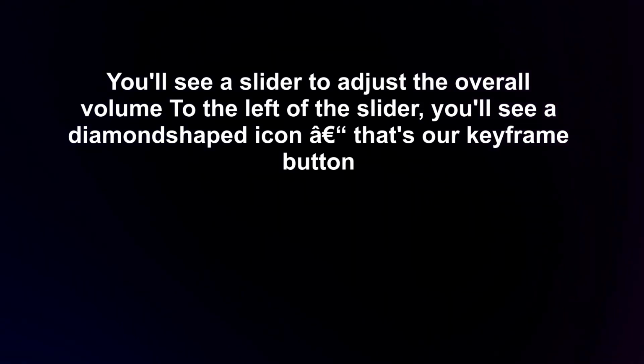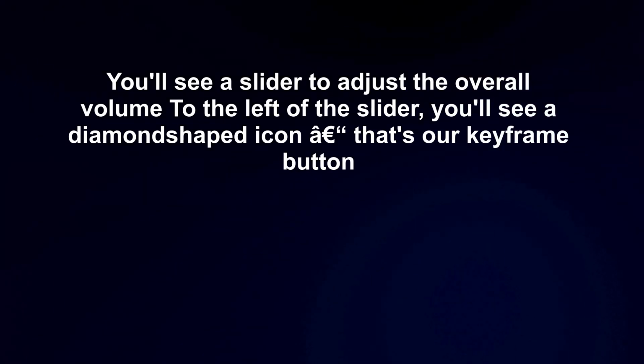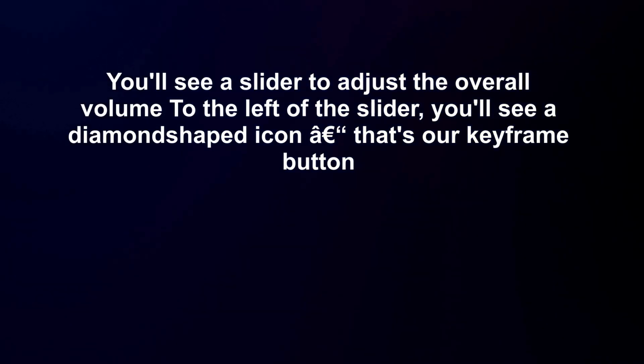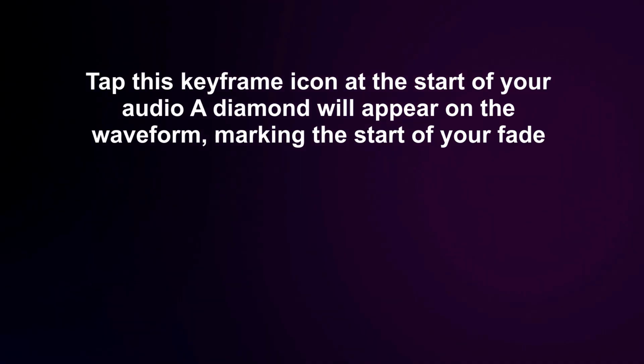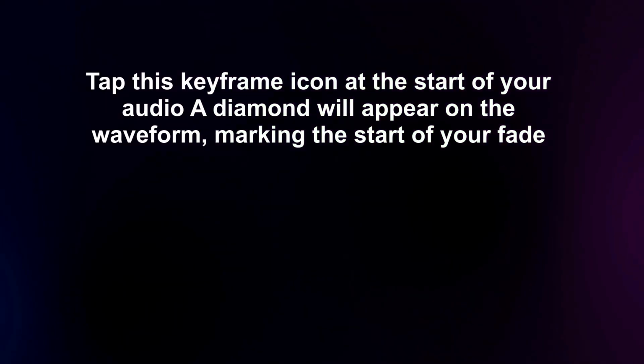To the left of the slider, you'll see a diamond-shaped icon. That's our keyframe button. Tap this keyframe icon at the start of your audio. A diamond will appear on the waveform, marking the start of your fade.